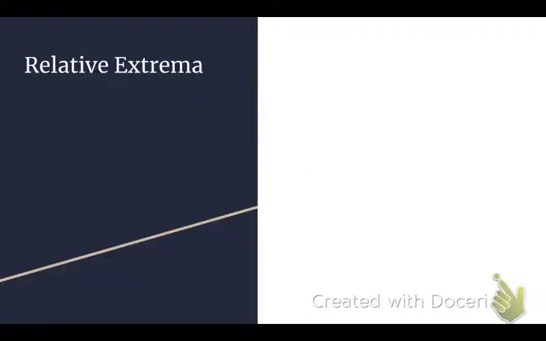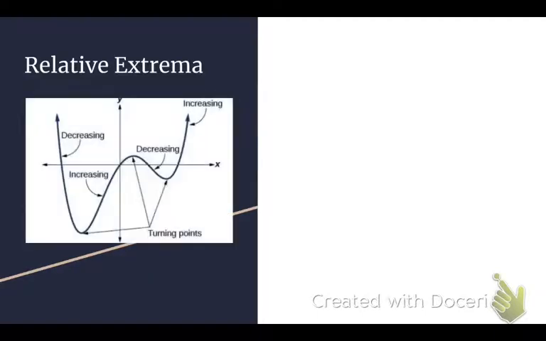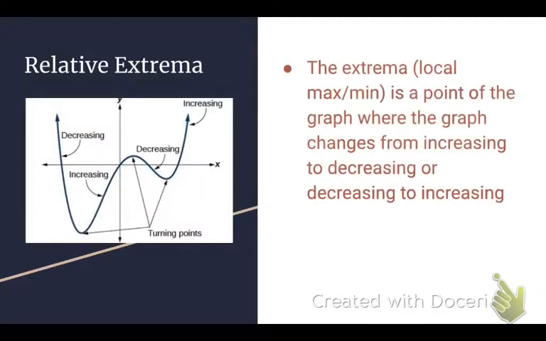So relative extrema. When we graph these nice polynomial functions, they are continuous, nice, smooth, curved lines. And as a result of that, we have local max or min. That's a point on the graph where it changes from increasing to decreasing or decreasing to increasing. On the graph here, they're labeled as turning points. We call them local max or min because they are the max or min at that particular point of the graph. It doesn't have to be the overall highest point of the graph or the function there.